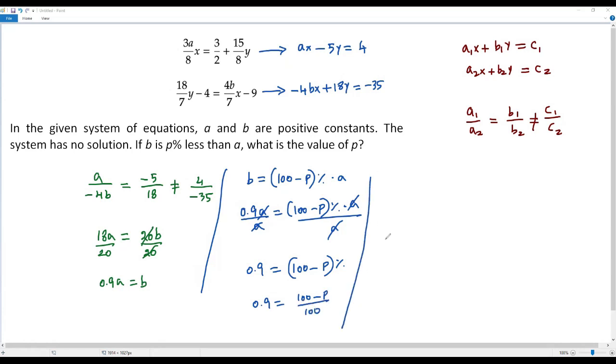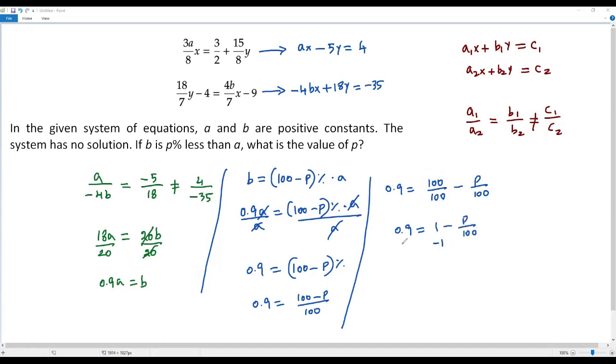Okay, let me continue over here. 0.9 equals, here 100 is a common denominator for 100 and negative p. Now we can take this 100 as the denominator for this 100 and negative p separately. Then I'm getting 100 over 100 minus p over 100. Okay, 0.9 equals, when I simplify this one, 100 over 100 is just 1, minus p over 100.